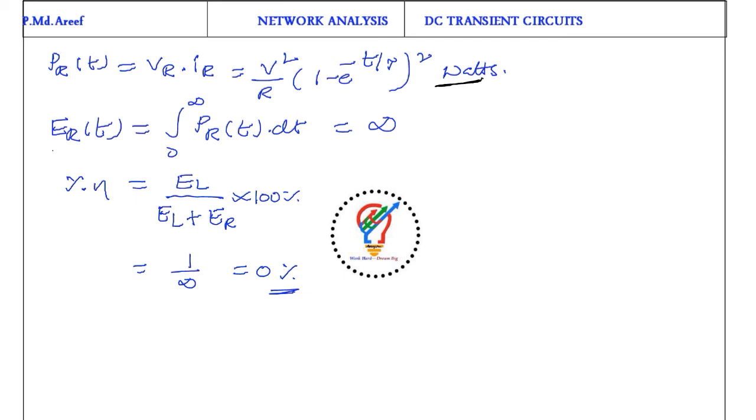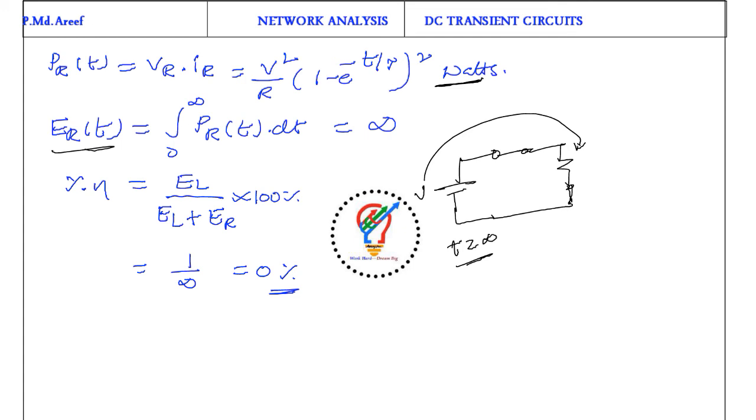So ER of t is equal to the integration from 0 to infinity of PR of t into dt. How we got this: when the voltage source is there, the switch is closed. After closing the switch, the inductor acts as a short circuit. That means at t equal to infinity, the voltage source is delivering energy to the resistor, and the resistor is dissipating its energy in the form of heat. That means as long as the source is there, it is going to dissipate only. So that is the meaning of this: infinite energy is going to be dissipated.